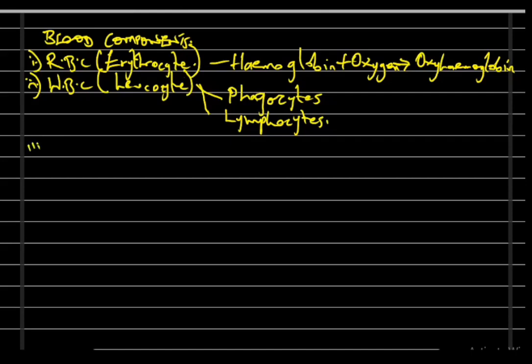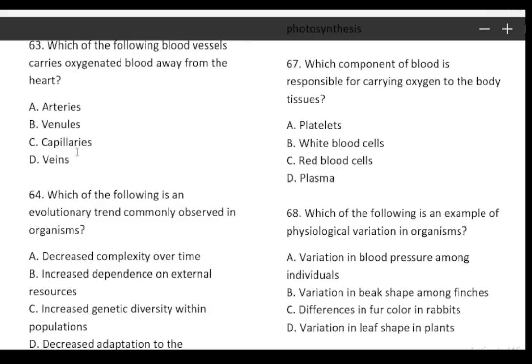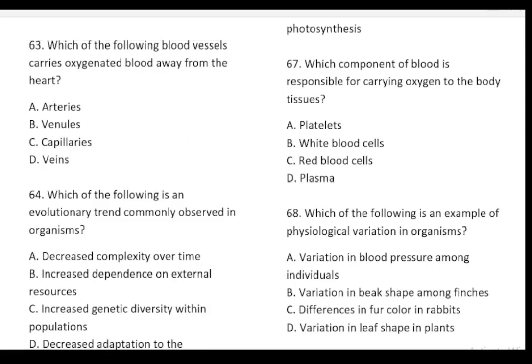And we have the third one to be the blood platelets, or the thrombocytes. The thrombocyte helps to clot blood. And then we have the liquid, the only liquid corpuscle that we have in the blood, the plasma. That is the liquid component of the blood. So the one that is responsible for actually carrying oxygen is the RBC, the red blood cell, because of its possession of the hemoglobin. So that is the answer to our question there, the red blood cell, option C.